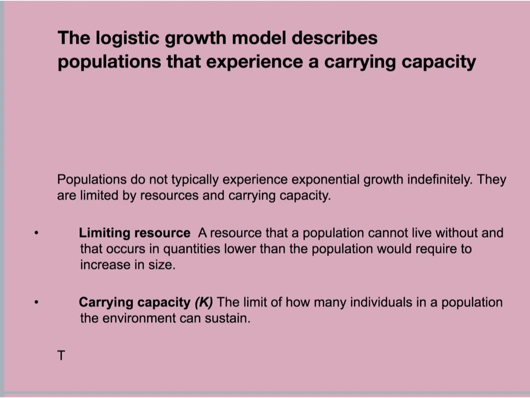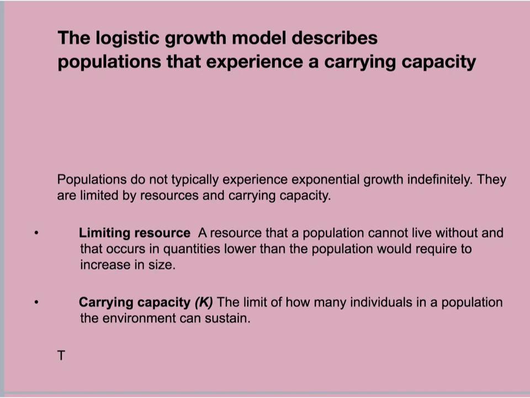A slightly different growth rate is what we call the logistic growth model, and that describes populations that experience a sort of carrying capacity. Populations do not typically experience exponential growth indefinitely, and they don't just continue to grow until they pile up to the atmosphere. They are limited by some sort of resource, and they have some sort of carrying capacity. See, the exponential growth model is an excellent starting point to understanding how populations grow, but they can't grow exponentially forever.